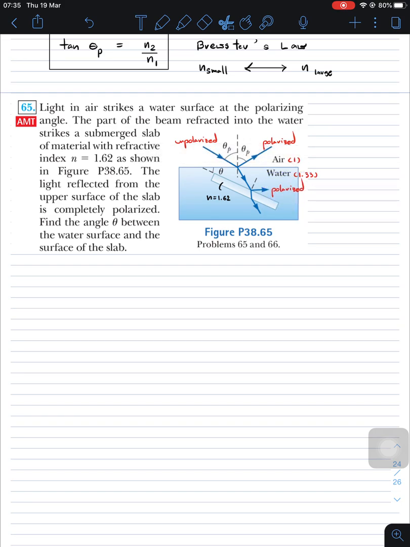Okay, so we just want to find this angle θ. So what's the idea? The idea for this type of question is we need to find θp first. If we can find θp, then we can find the refracted angle at the air and water interface, right? If we can find this angle, then we can find this angle from this light ray and the surface of this slab. If we can find this angle, then we can find this angle as well. And then finally we can deduce this one.